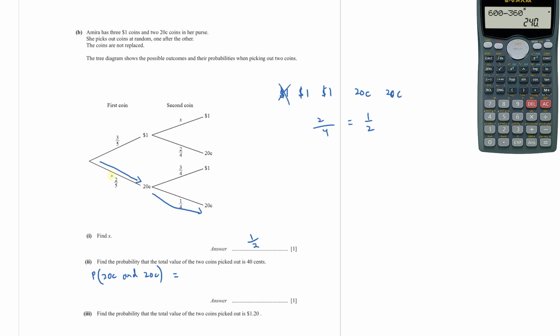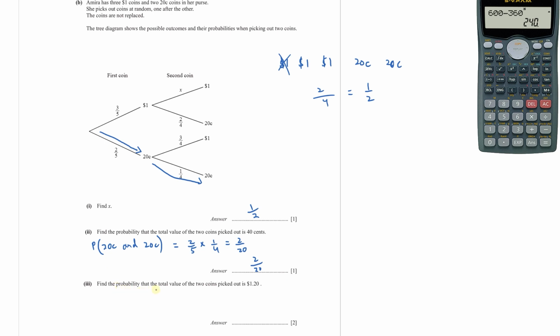So what is the probability? Your first coin is 20 cents, it's 2 by 5. And so you multiply. What is the probability your second coin is also 20 cents? 1 over 4. So you get 2 by 20, 2 over 20. If you want, you can write it as 1 over 10 as well.